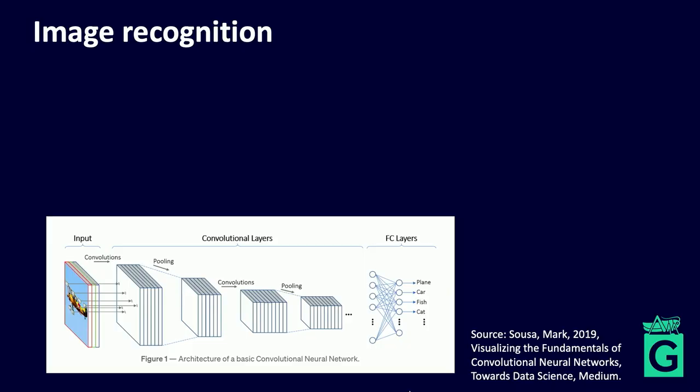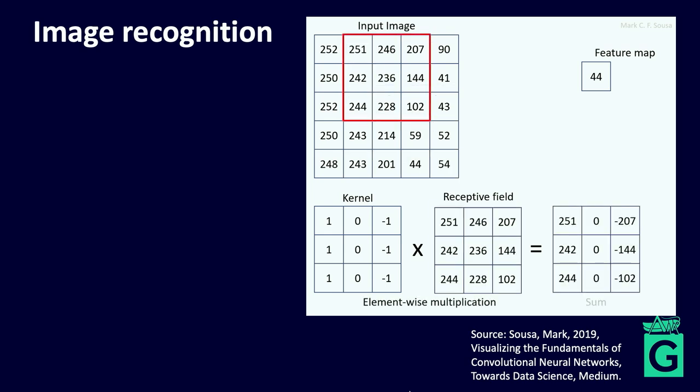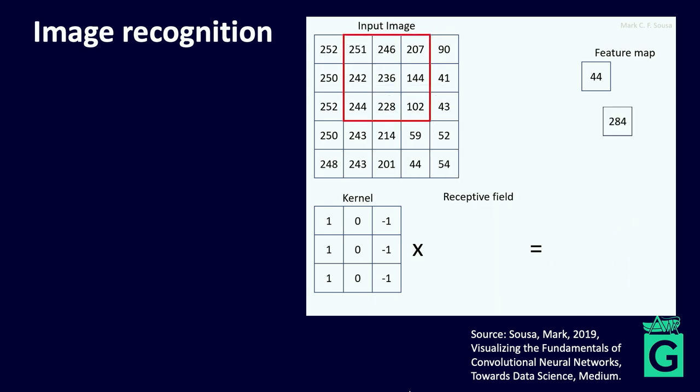This is the process I was telling you about. You get the input, you feed it through a convolution over there, it becomes smaller, bring it down, keep feeding it. Eventually, it'll tell you whether it's a plane, a car, a fish, or a cat. Sounds complicated. It actually is surprisingly simple. So what you have is an input image. The numbers here, 252, 251, and so on, remember, the higher the number, the darker it is.